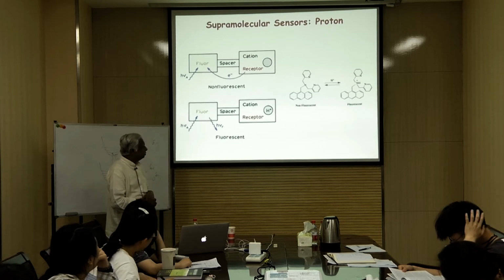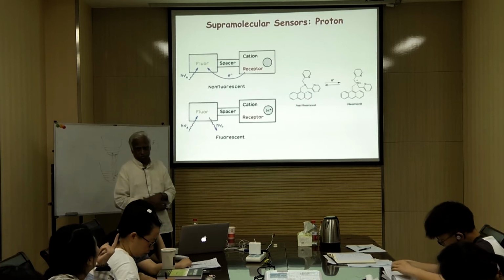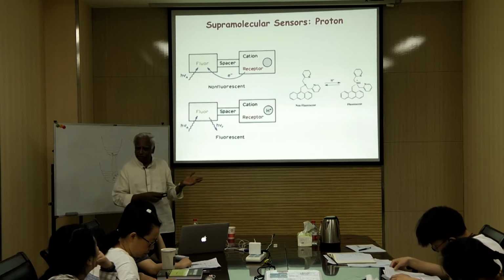Okay, you take this one. This is the proton sensor. It's not very obvious what it's going to do.